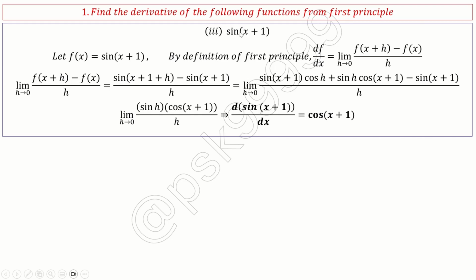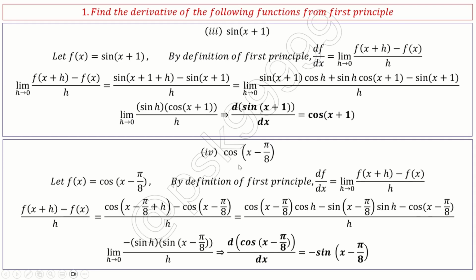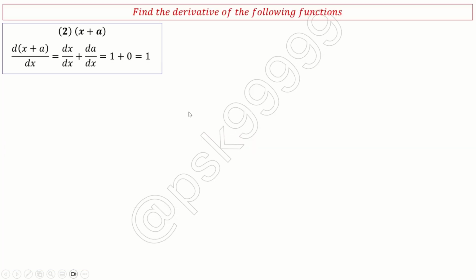Okay, so treat this as one number, one term. Yeah, cos of x minus pi by 8, you will again get minus, this is nothing but minus sine of x minus pi by 8. Okay, so you will get that answer. Even if the angle is not x, if you differentiate the angle you will get 1 again, and you will stop there, right? So that's the last. Okay, next.